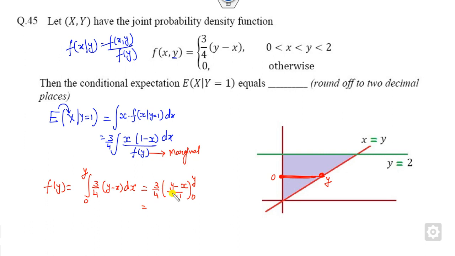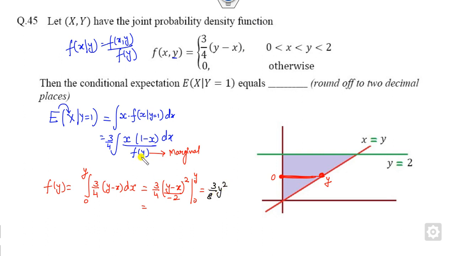Sorry, its integration is wrong, so you can integrate again. This is nothing but y minus x whole squared upon minus 2, now from 0 to y. What is the limit? When x is y, it is 0. When x is 0, it is y squared by 2. So the marginal is 3 by 8 y squared.